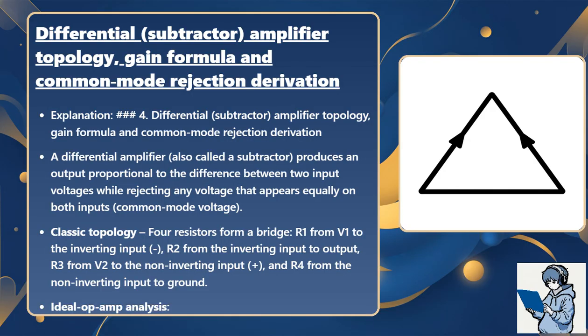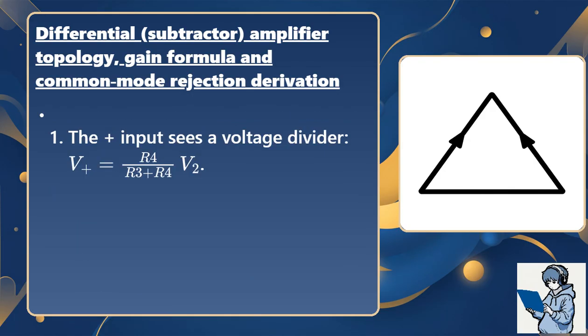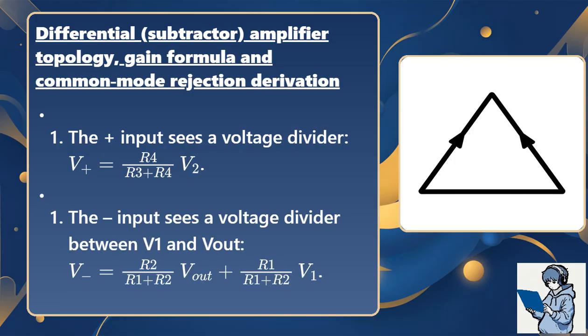Ideal op-amp analysis. Step 1. The plus input sees a voltage divider. V plus equals the fraction R4 over (R3 plus R4) times V2. Step 2. The minus input sees a voltage divider between V1 and Vout. V minus equals the fraction R2 over (R1 plus R2) times Vout plus the fraction R1 over (R1 plus R2) times V1.